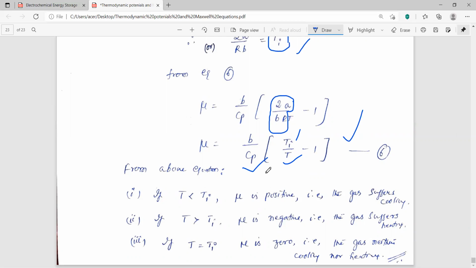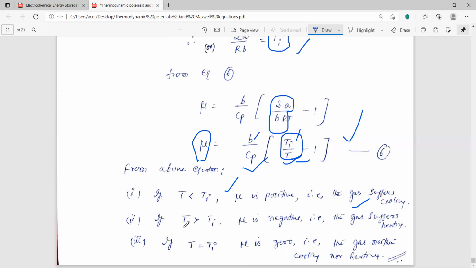Cp is the specific heat at constant pressure, and b is a constant. So μ equals b/Cp of (Ti/T minus 1). You see, if T is less than Ti, what will happen? μ is positive. If the value in the denominator is less, the fraction value is high. That means μ is positive. So if T is less than Ti, μ is positive, that is, the gas suffers cooling.